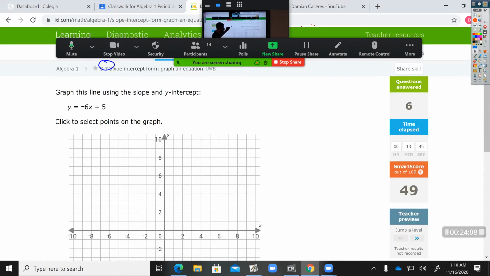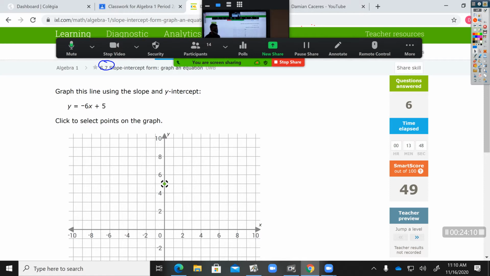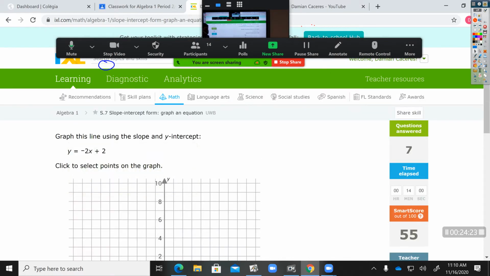Last one. +5 is the y-intercept, because it's constant. The slope is -6 over 1, which is down 6, right 1. Clear? It's pretty simple. You'll get the hang of it when you get to ISL and practice, obviously. But this worksheet has 2 or 3 questions from each.